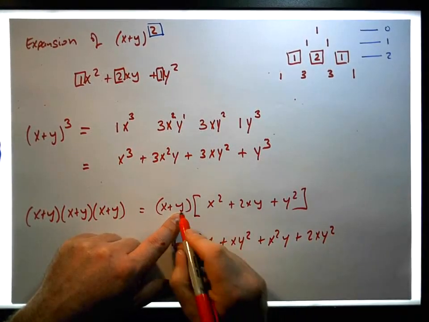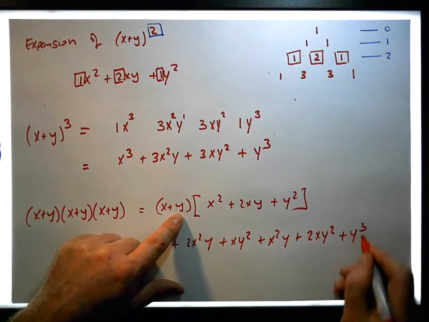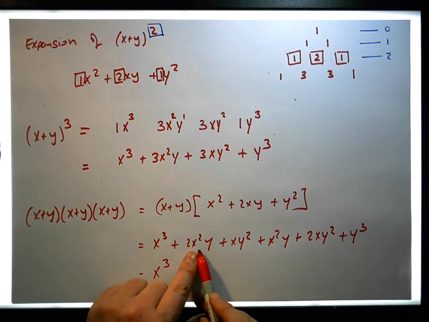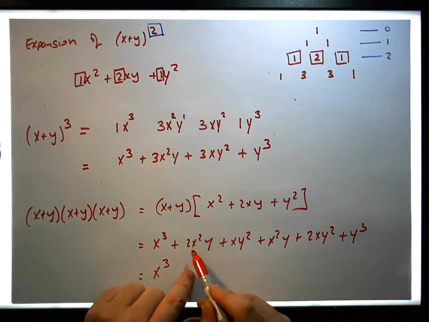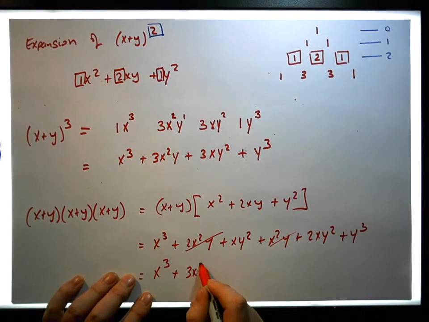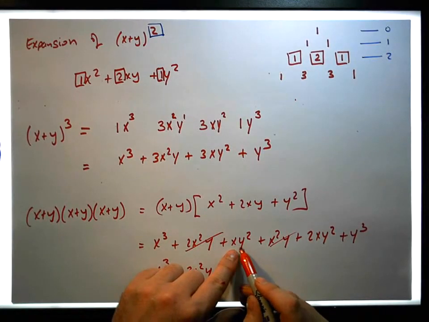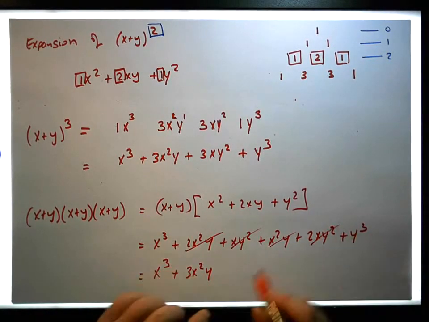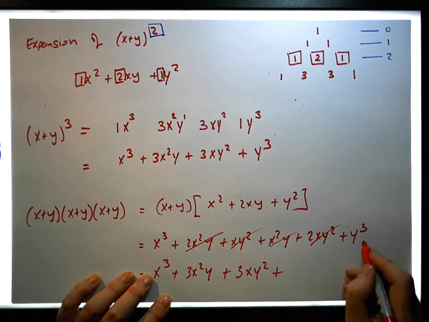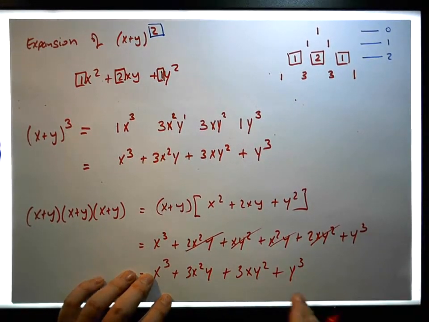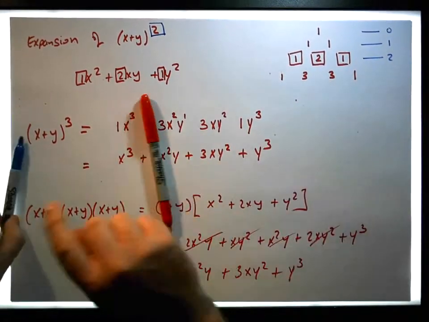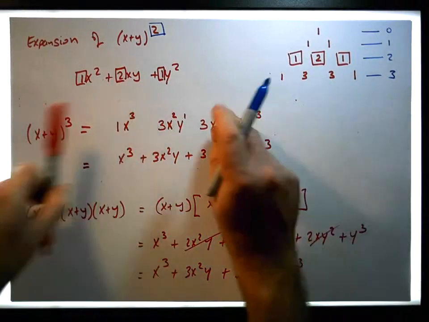xy squared, and y times this gives us plus y cubed. Bringing like terms together, x cubed. How many x squared y's have I got? I've got 2 here, okay? And I've got 1 there, so that gives me plus 3x squared y. How many x y squareds have I got? Well, I've got 1 there, and I've got 2 there, so that's 3xy squared plus y cubed, okay? Which is exactly what the third row gives us in relation to the binomial expansion.